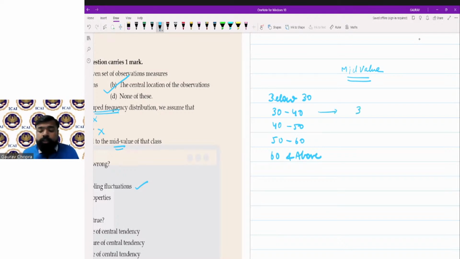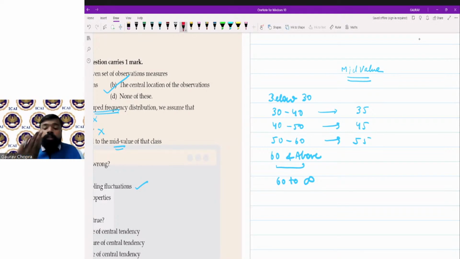So we know that 30 plus 40 by 2 is 35. Then it is 45, 55. But what about 60 and above? 60 and above means what? 60 से कहाँ तक? 60 से ज्यादा लिखा है, so more than 60 means it can be up to 70, 80, 100, it can be up to 1000. That means 60 and above means 60 to infinity, because any number greater than 60 will be covered here. So how to find the mid value? 60 plus infinity upon 2. That means it will be infinite. We cannot calculate the mid value.